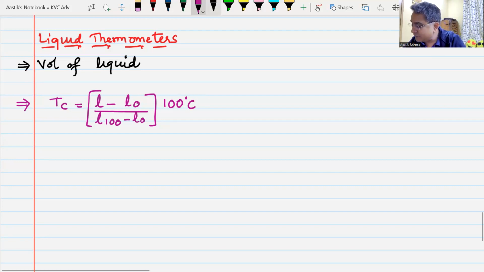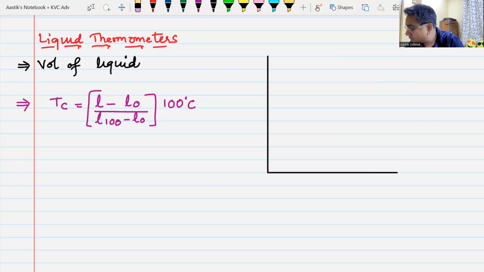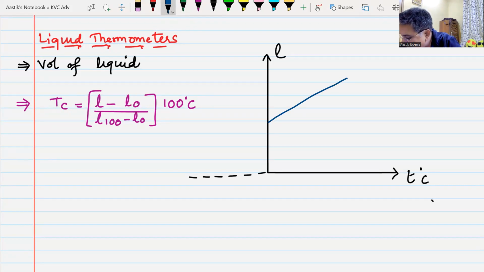If I had to draw a graph between the temperature in degrees Celsius and length, the graph I assume will be like this. The graph would be going in a straight line like this. Do we understand this? Yes, sir.